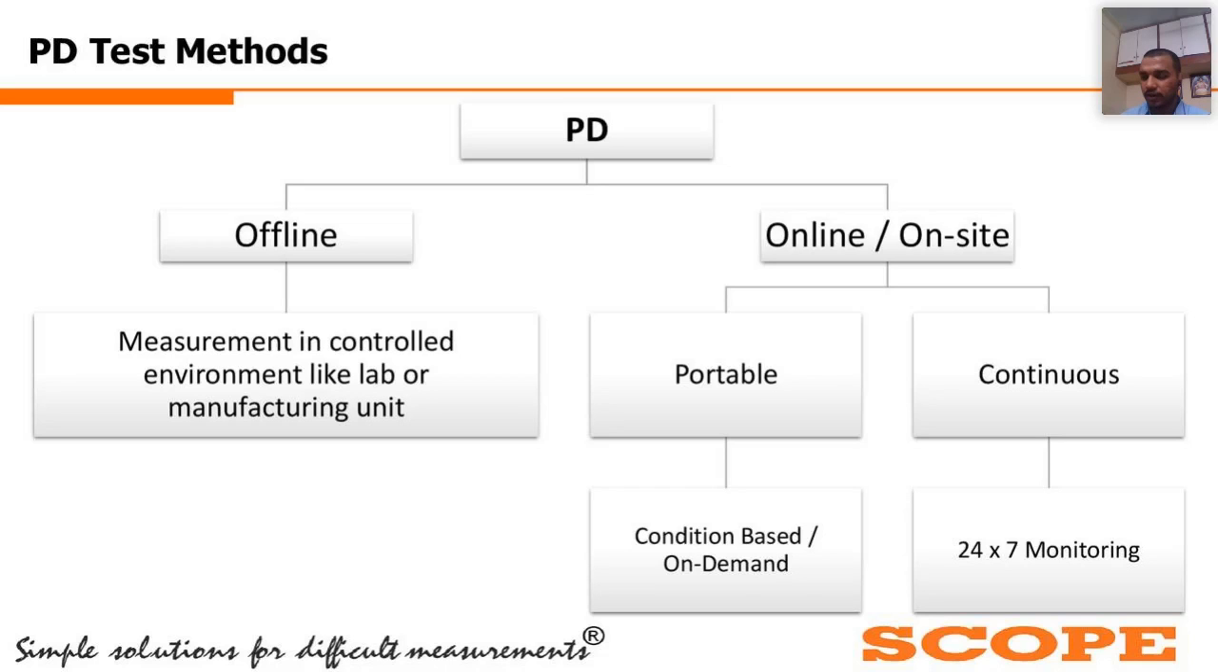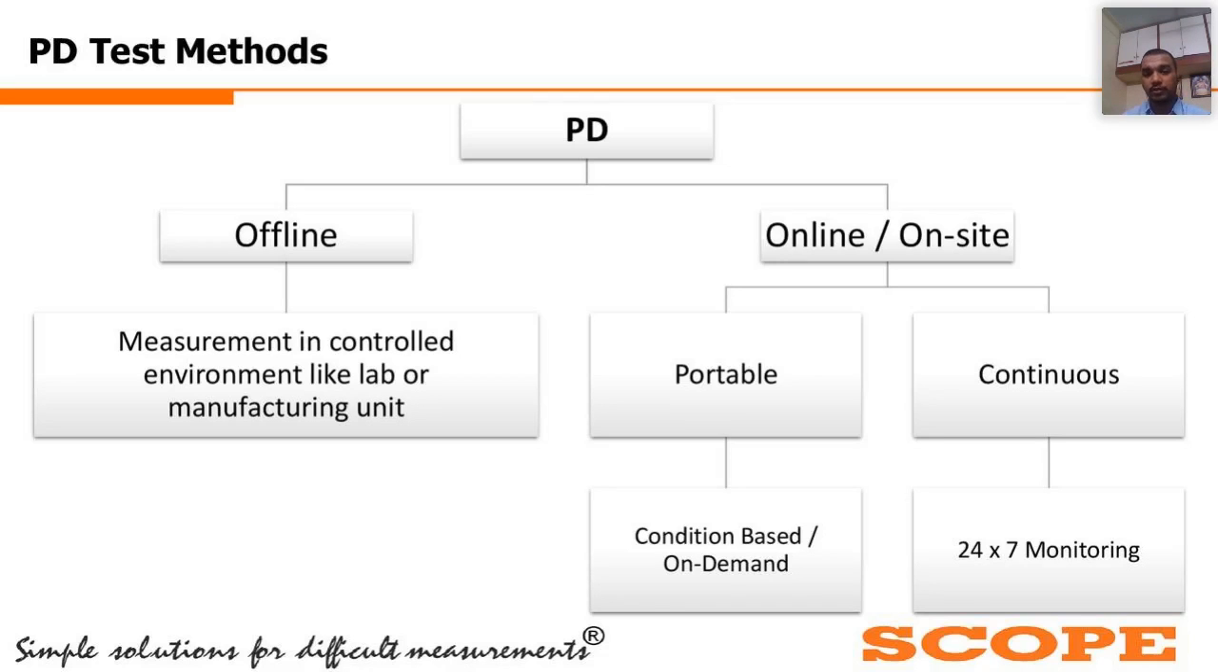That means, let's say we have a case of a transformer. I took DGA, and DGA showed that there is hydrogen or methane, or with the help of the Duval triangle, I can identify some partial discharges happening inside that particular transformer. So after that, I'll try to localize it. I'll take my kit to the site or near that transformer, and then I'll try to localize it, right? So that is my portable one. That is a condition-based maintenance kind of kit.